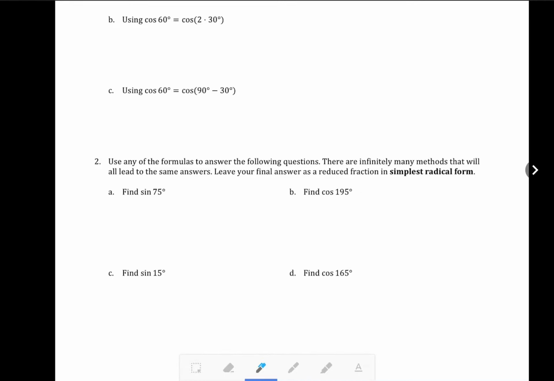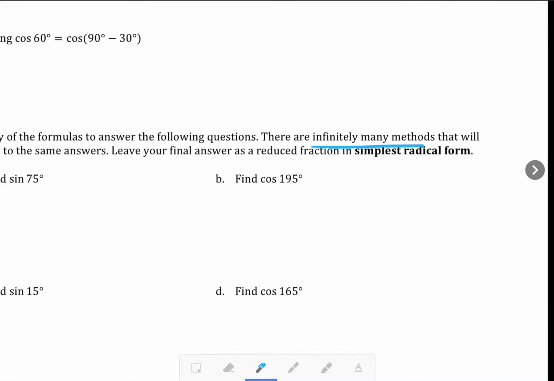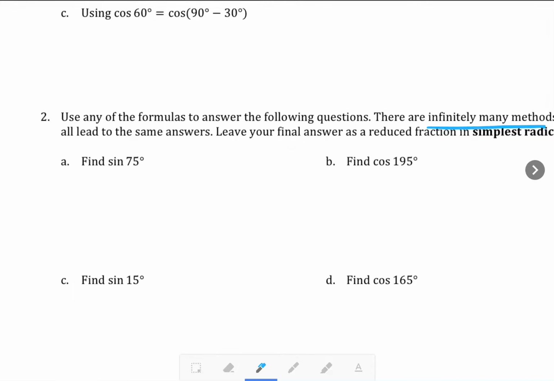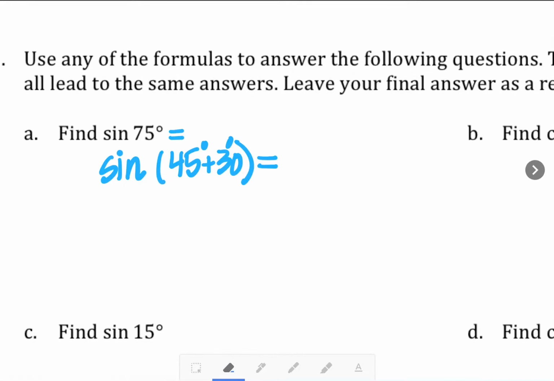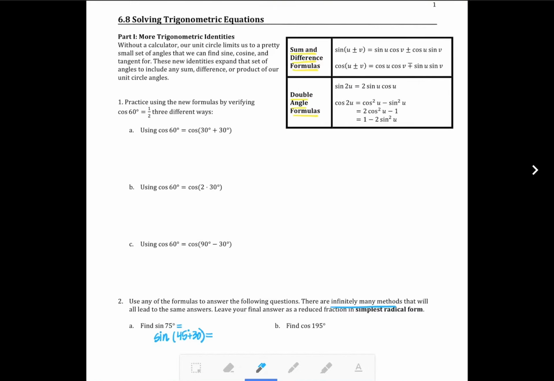So let's go ahead and start with the sine of 75. I want to remind you here that there are infinitely many methods. There's not just one method to this, but all of your methods should reach the same answer. So I'm going to go with that first one I pitched to you guys, that this could also be the sine of 45 plus 30. I'm going to ask that you not use this when you submit. Try something else. Think a little bit more creatively, not just 45 plus 30. But that being said, let's try this out.